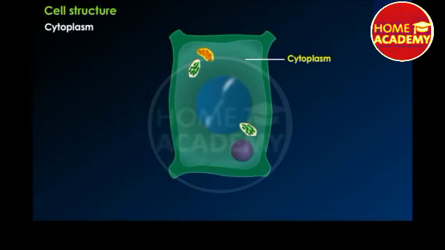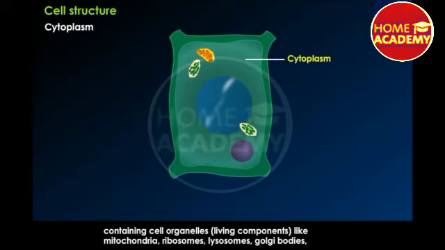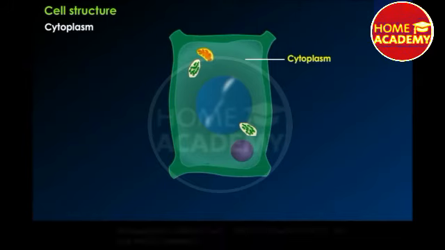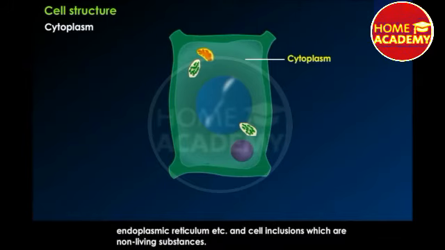Cytoplasm is a colloidal fluid containing cell organelles, living components like mitochondria, ribosomes, lysosomes, Golgi bodies, endoplasmic reticulum, etc., and cell inclusions, which are non-living substances.